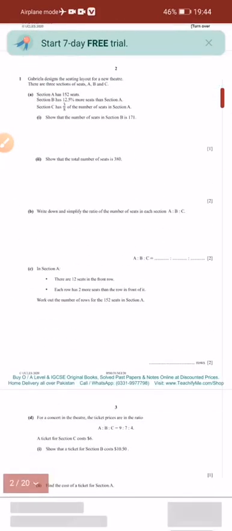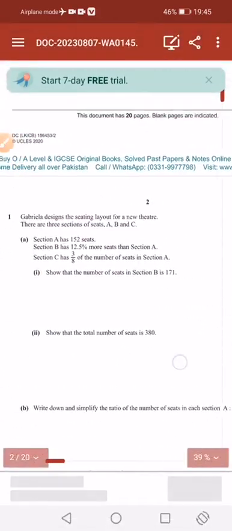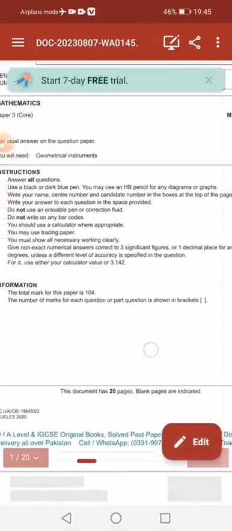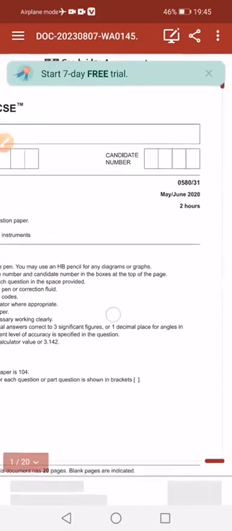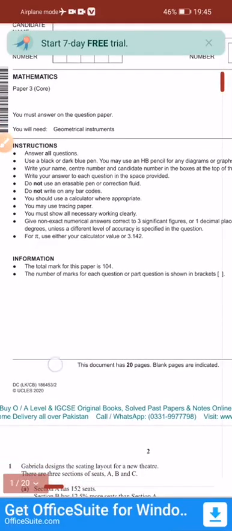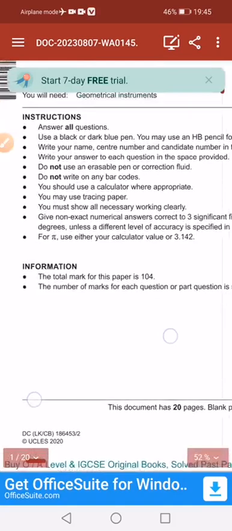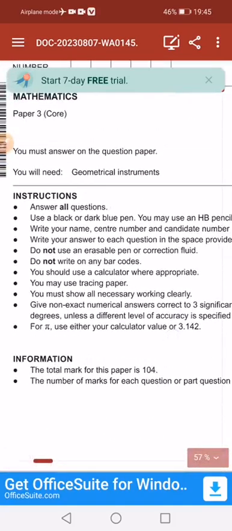Rotate. Okay, so today I'm going to revise with you this question paper, which was written in May, June 2020, Commerce paper 3. Okay, so you can see it is very, very important for you to read the instructions.